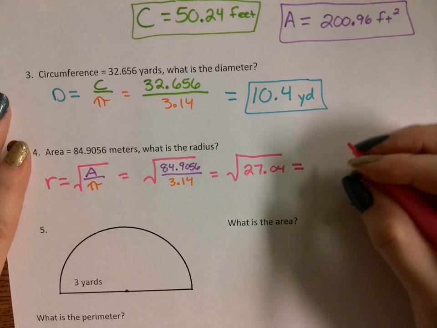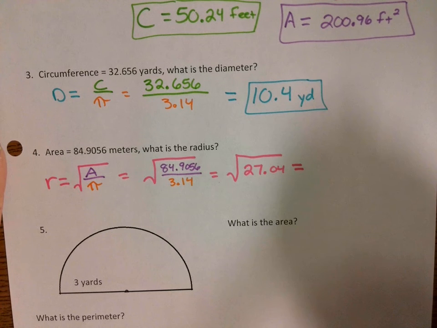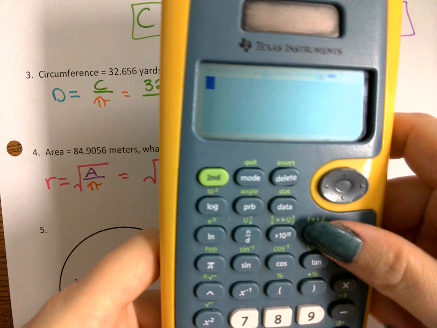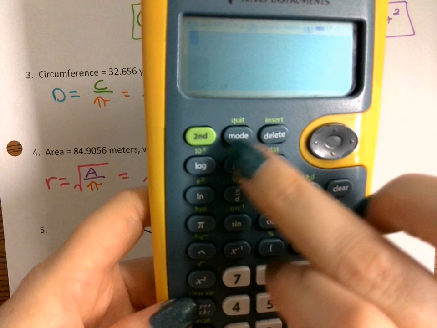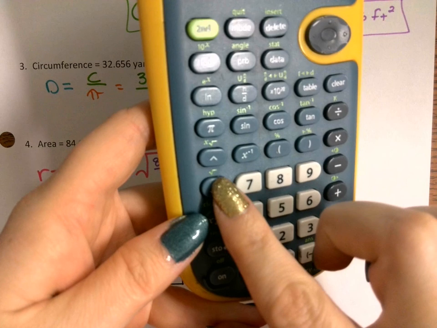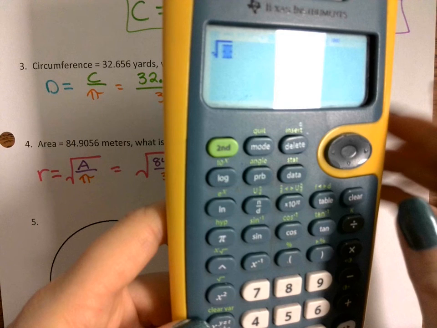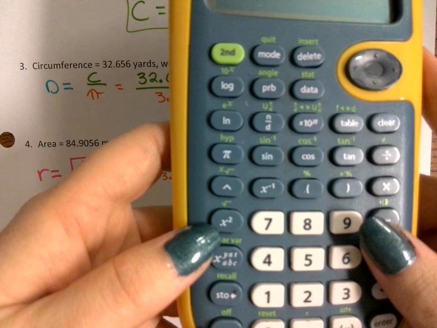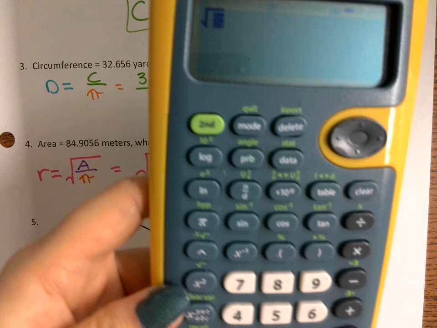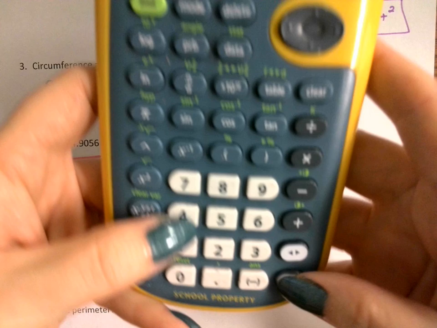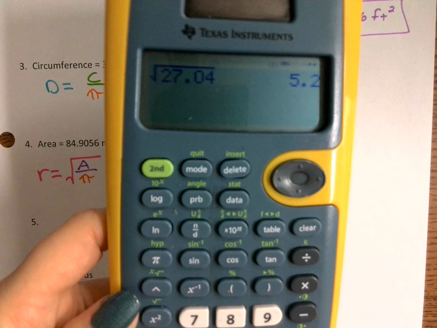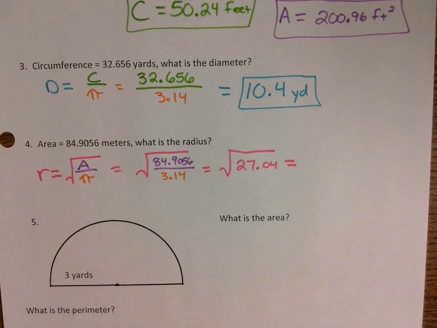Do you guys know where your square root button is? All right, so take a look here. If you type in second, and you see where the x squared is, above it, that's your square root button. Your square root button is above that x squared. You have to hit second first. You have to hit the green button first. You'll type in 27.04 and hit enter, and it's going to come out to 5.2. And that's meters.